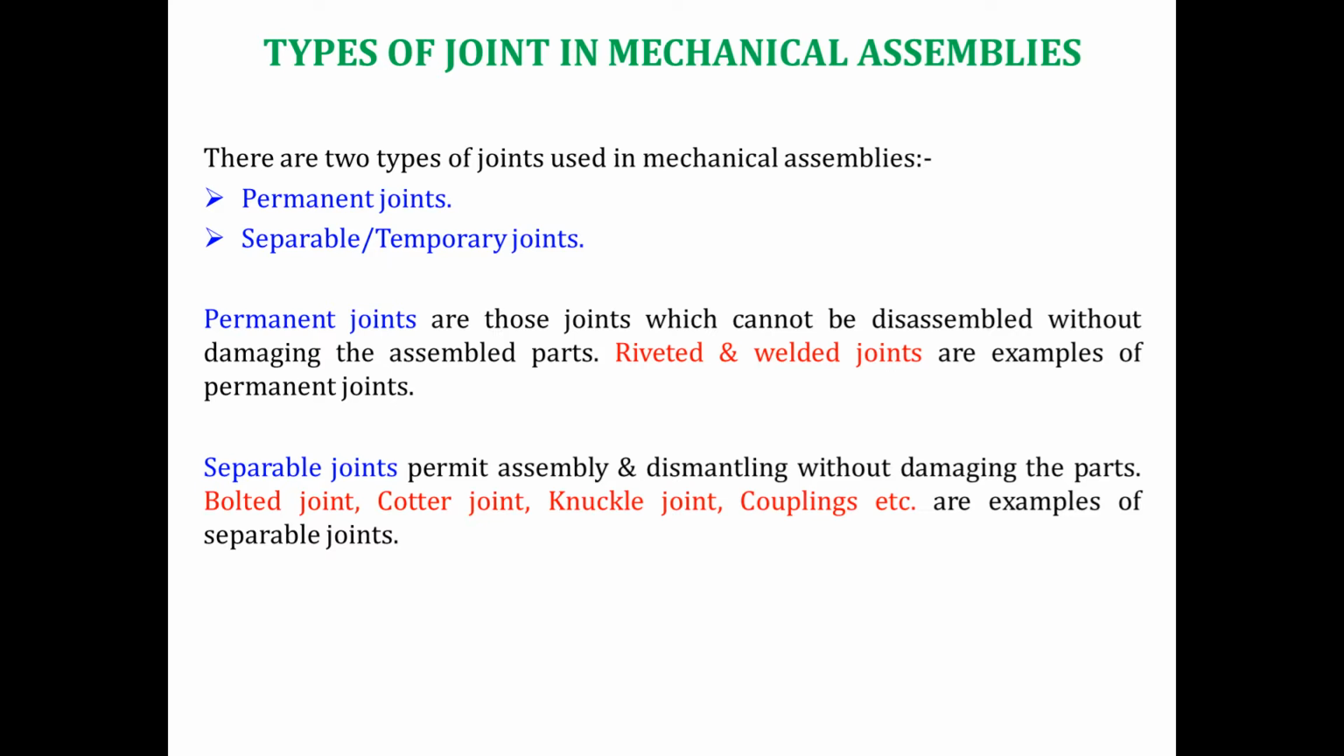Whenever you are dismantling and assembling the cotter joint, are you damaging any parts? You are not damaging any parts. That means this cotter joint, bolted joint, knuckle joint, and different types of couplings are examples of separable joints. Separable joints are those joints in which assembling and disassembling is possible without damaging the assembled parts.